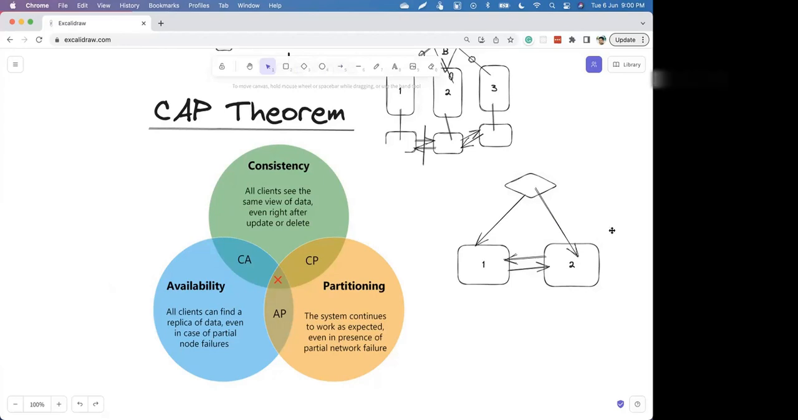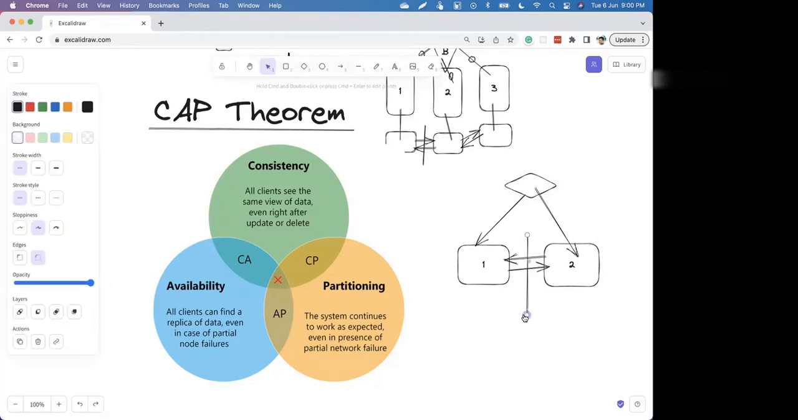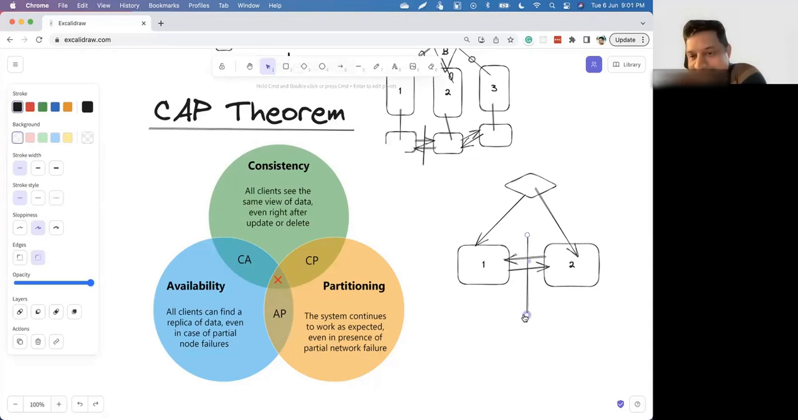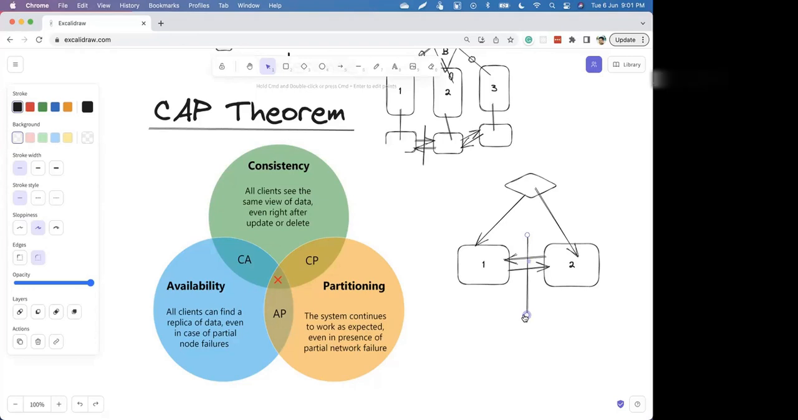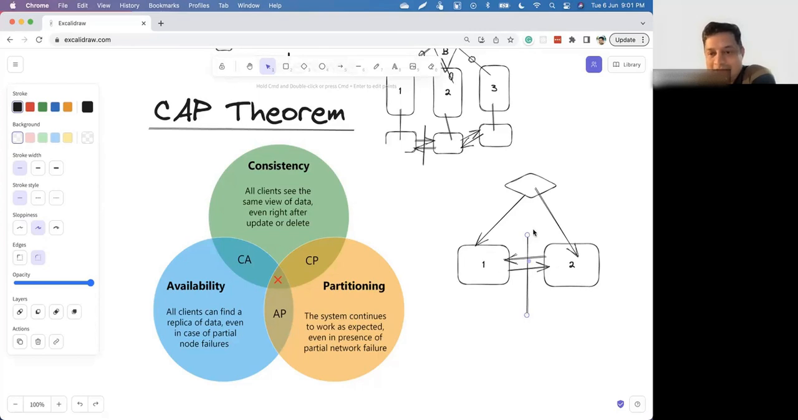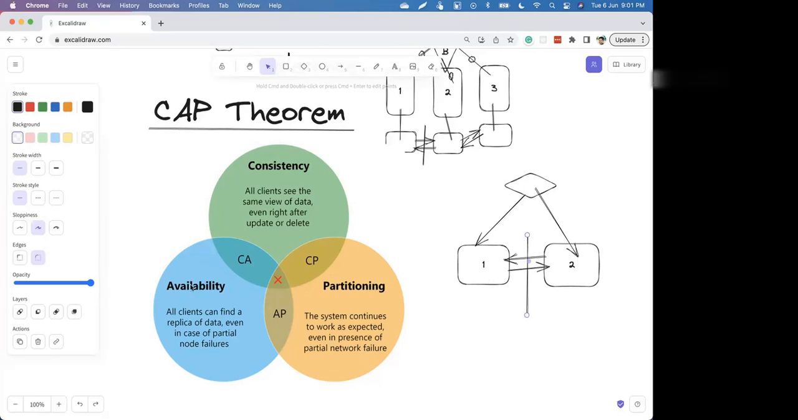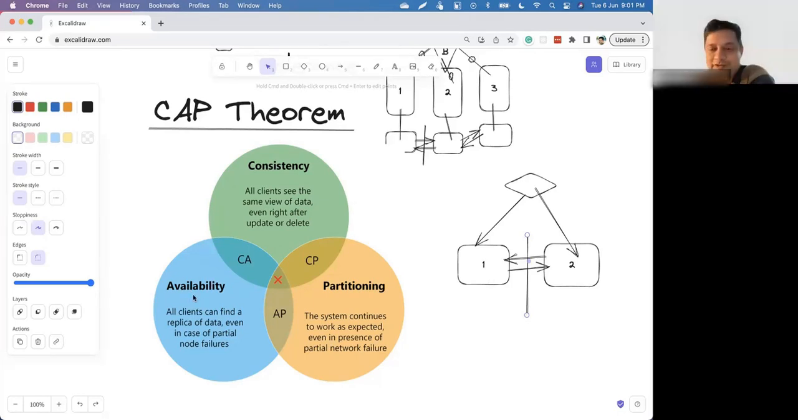Partitioning means if the connection breaks. It can happen, right? Maybe at that time the network is down or some error has happened and the sync could not successfully happen. So in this case, you have two choices. Either you make it down and you just take requests only once the sync is successful. Then you are compromising on availability, which you were also mentioning.